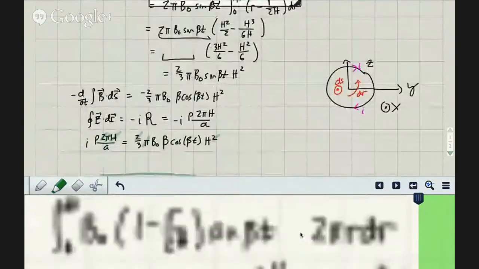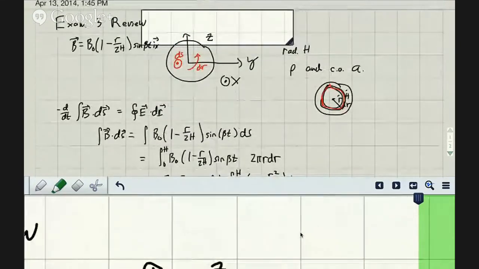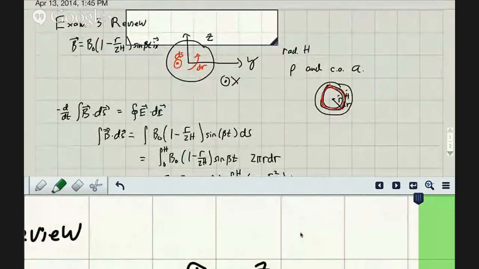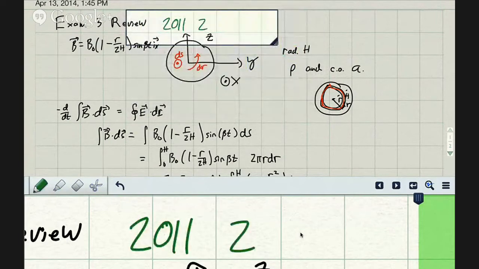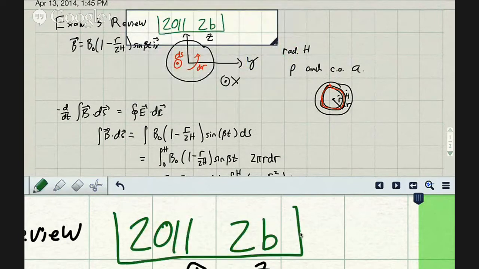By the way, let's go ahead and label what problem this was. This problem here was, what was it? It was a 2011 2B. So this was 2011, problem 2, part B. Are we satisfied, Kevin? Let me know in the chat. Do you have any more questions on that?